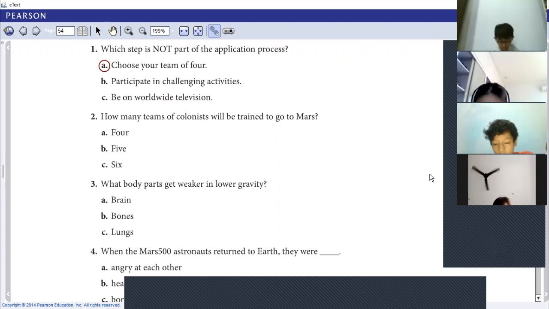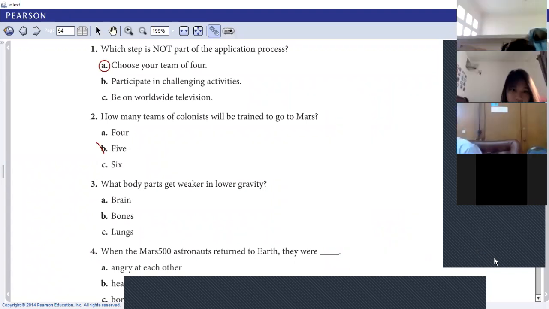Abraham, can you do number 2? How many teams of colonists will be trained to go to Mars? Abraham? Six. Yeah, six. That will be 6. Thank you very much. 6 teams. Very good. Awesome. Okay, that brings me to Karina.